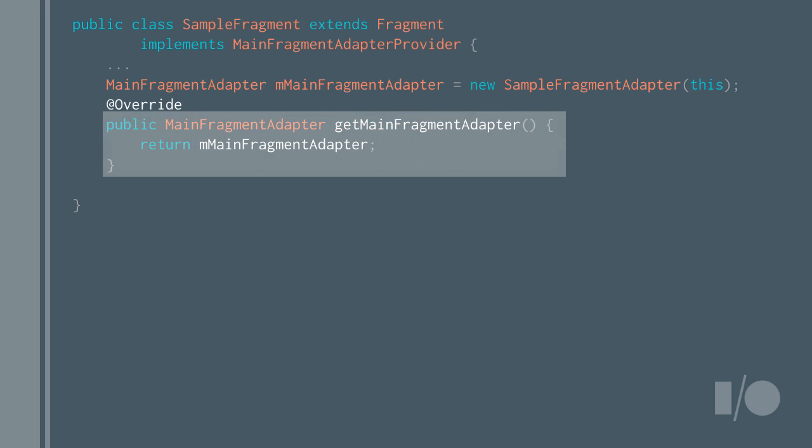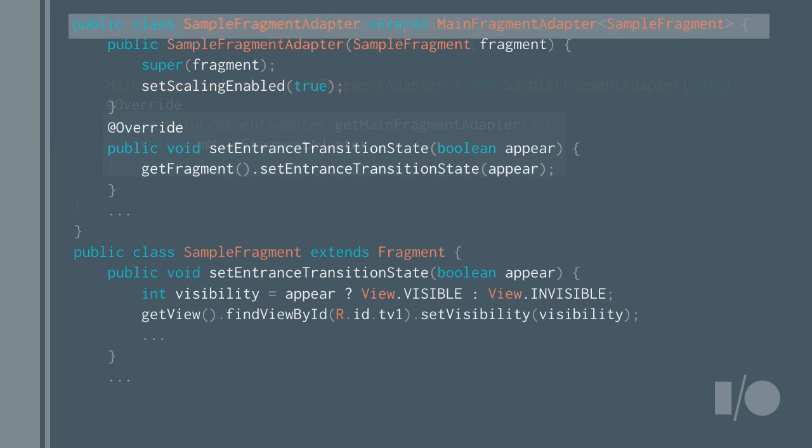Next, you want to implement the main fragment adapter provider to return an instance of main fragment adapter. This is the interface that BrowseFragment uses to communicate with your fragment. As a final step, you have to implement the main fragment adapter. Now, BrowseFragment comes with a default implementation of main fragment adapter. But if that doesn't satisfy your need, you can extend from it and override the behavior that you care about.